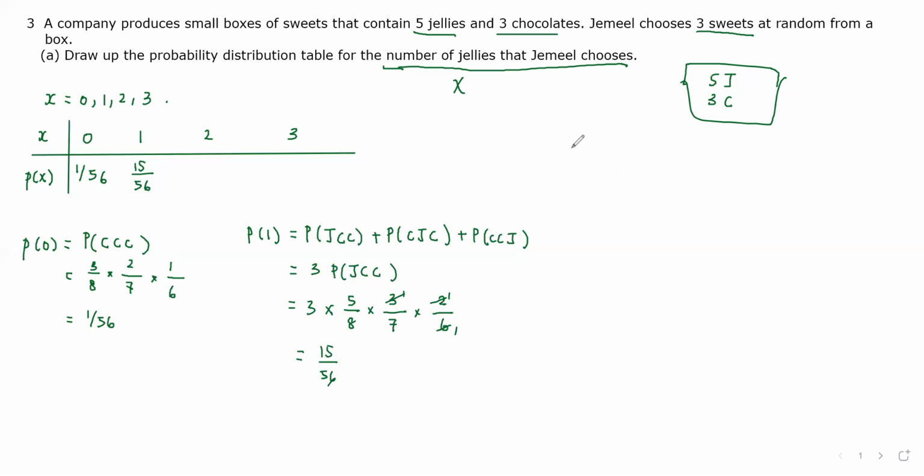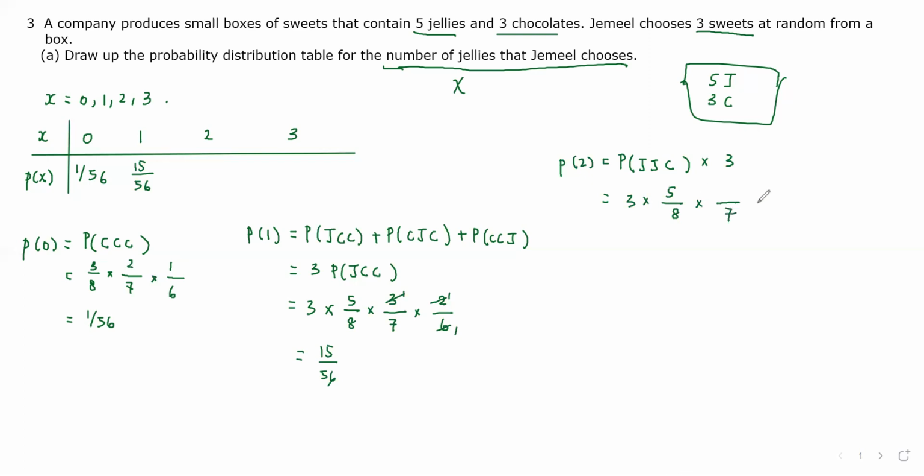So the third case is the probability X equals 2. For X equals 2, we are looking at jelly, jelly, chocolate. Same as the case where there is only 1 jelly, your jelly, chocolate, chocolate has 3 possibilities. Jelly, jelly, chocolate here also has 3 possibilities. So we have 3 times a jelly. The first jelly has a probability of 5 out of 8.